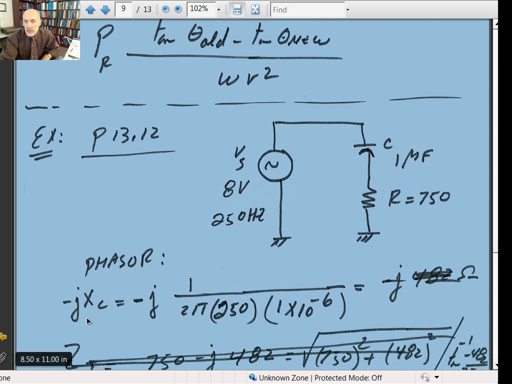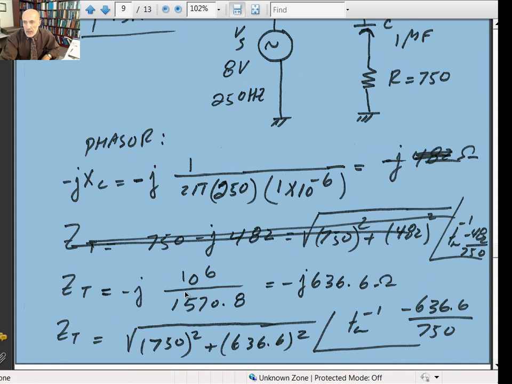So put everything in phasors. You need to calculate the reactance part. So it'll be minus jXc, minus j1 over 2 pi times frequency, which is 250, and the capacitance is 1 microfarad, which is 1 times 10 to the minus 6. If you calculate that, it gives you 10 to the 6 divided by 250 times 2 pi, which gives you 1570.8. That will give you minus j636.6 ohms.